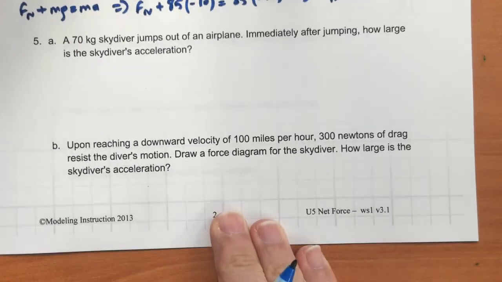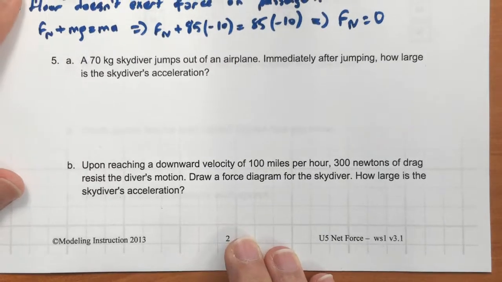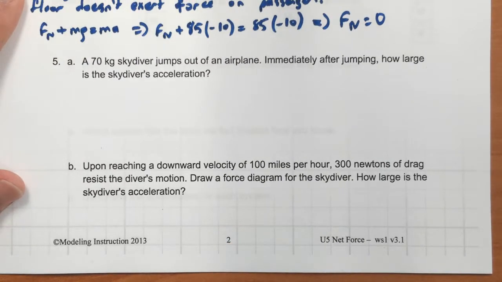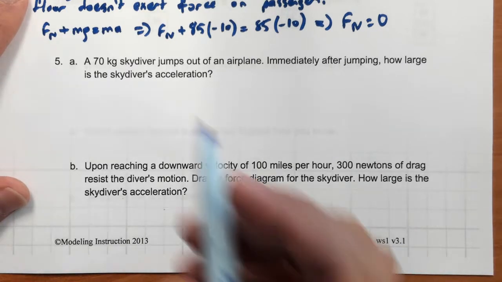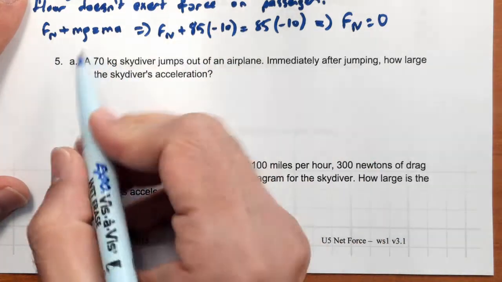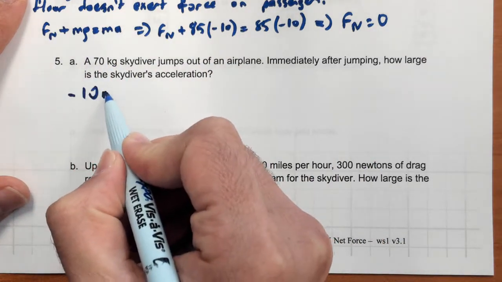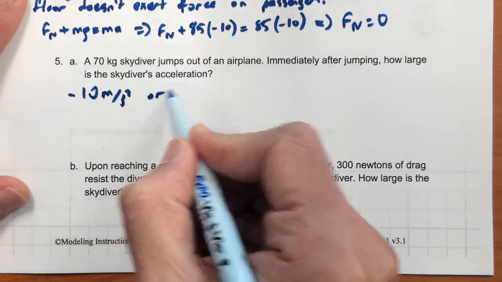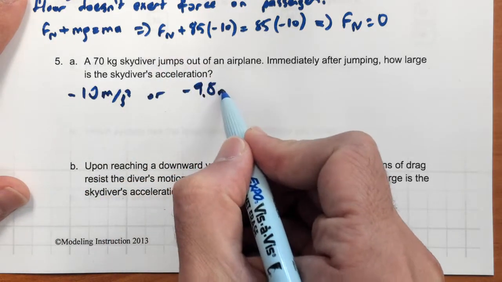So let's do question number 5. It says that a 70 kilogram skydiver jumps out of the plane. Immediately after jumping, how large is the skydiver's acceleration? So when an object is in the air, only gravitational force acts on it. That's why the acceleration will be negative 10 meters per second squared, or you can say negative 9.8 meters per second squared.